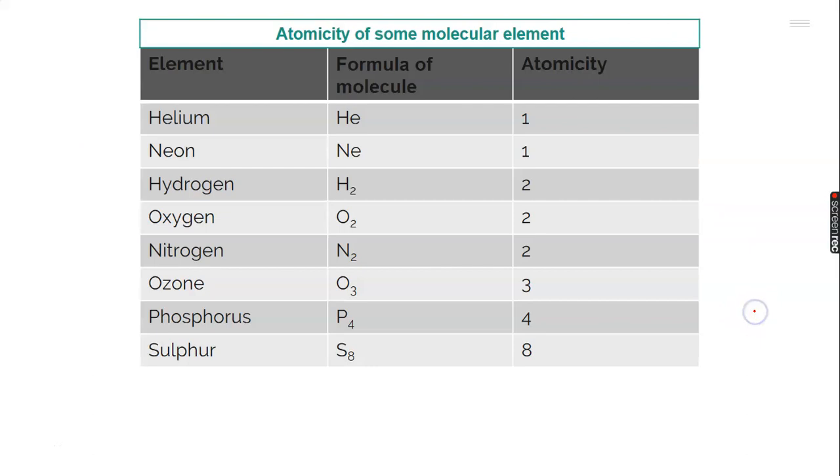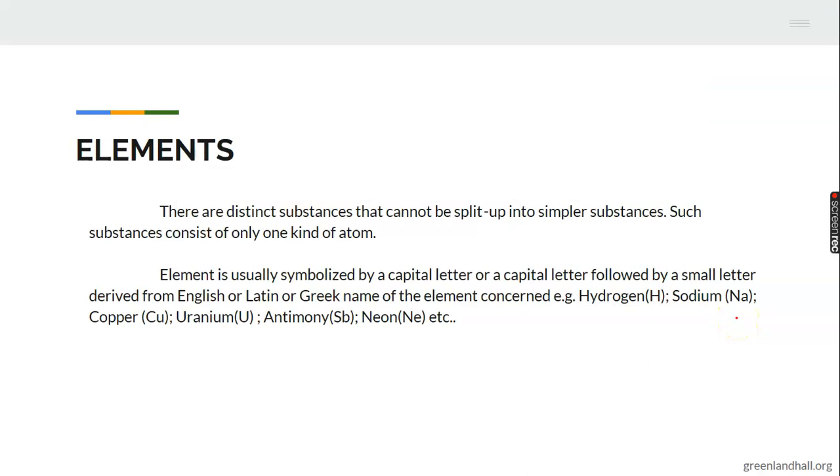Here you see a table showing some of the elements with their atomicity. Helium and neon have 1. Hydrogen, oxygen and nitrogen have 2. Ozone has 3, phosphorus has 4, and sulfur has 8. Elements are distinct substances that cannot be split up into smaller substances. Such substances consist of only one kind of atom. For instance, in aluminium, you can only see atoms of aluminium.